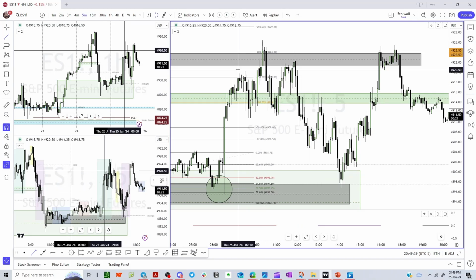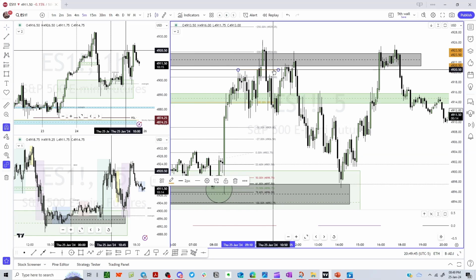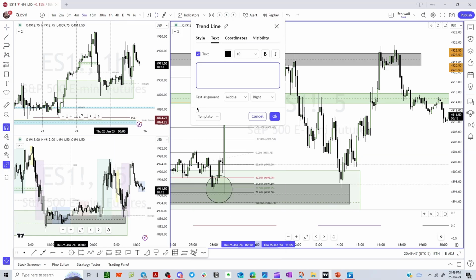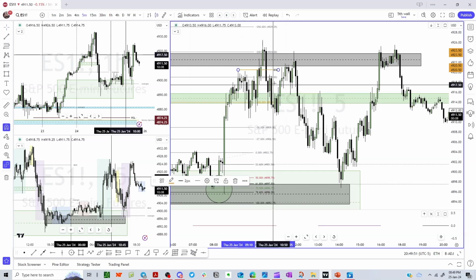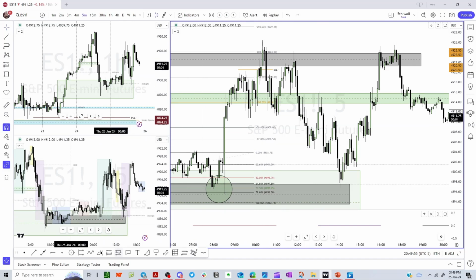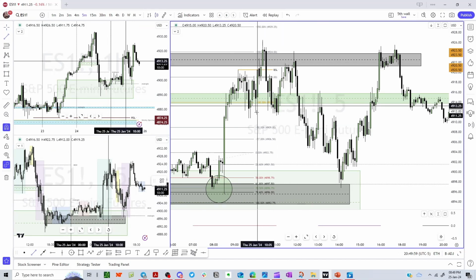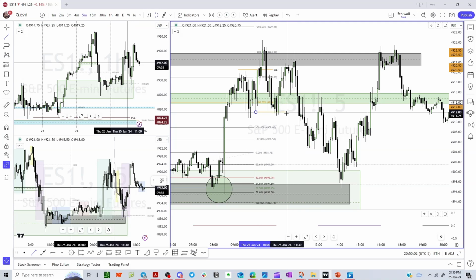But here you have this is buy side liquidity, and this would be the stop loss. Buy side liquidity was raided here. Price dropped back down. We have a market structure shift. Right here.